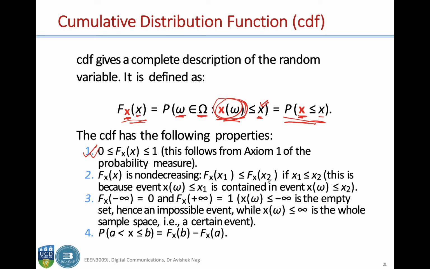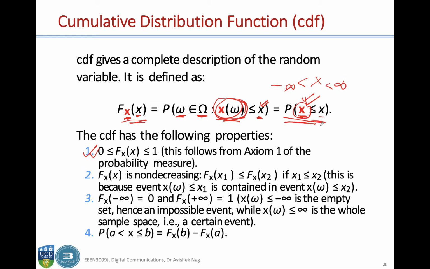And this is very intuitive because the event x1 is contained within the event x2. Then the cumulative distribution function of minus infinity is 0 because this comes directly from the definition. Probability of a random variable less than or equal to minus infinity is not possible because this random variable is always a real number, and the value of this capital X is always between minus infinity and plus infinity.